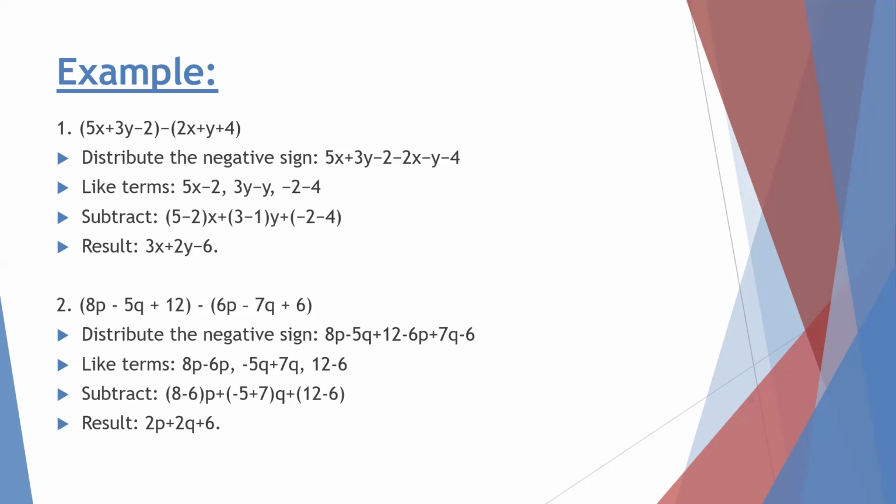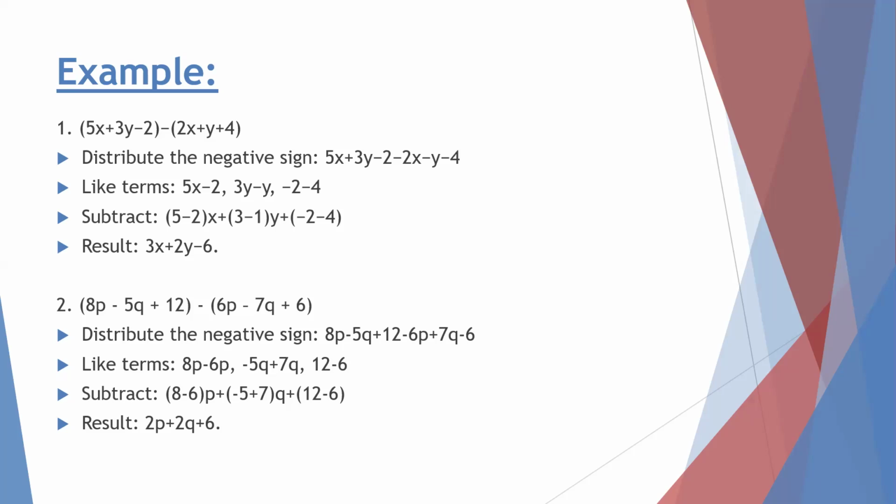Subtract it, which is bringing the coefficients together and writing the variable as common outside the bracket. So 8 minus 6, you will get 2p. Minus 5 plus 7, minus plus minus, 7 minus 5 is 2q. 12 minus 6 is 6.